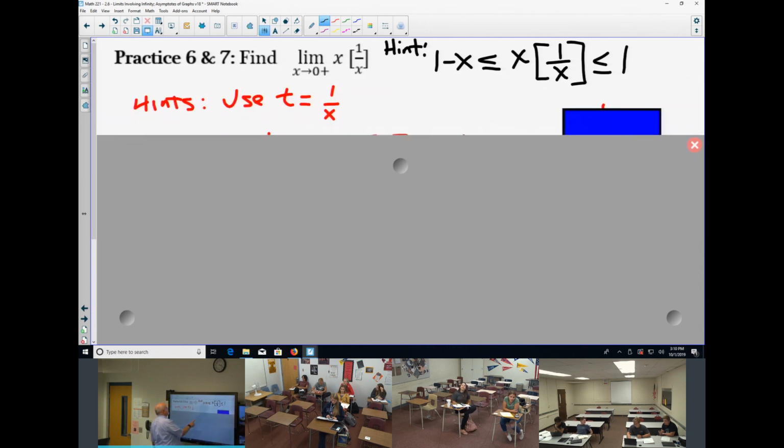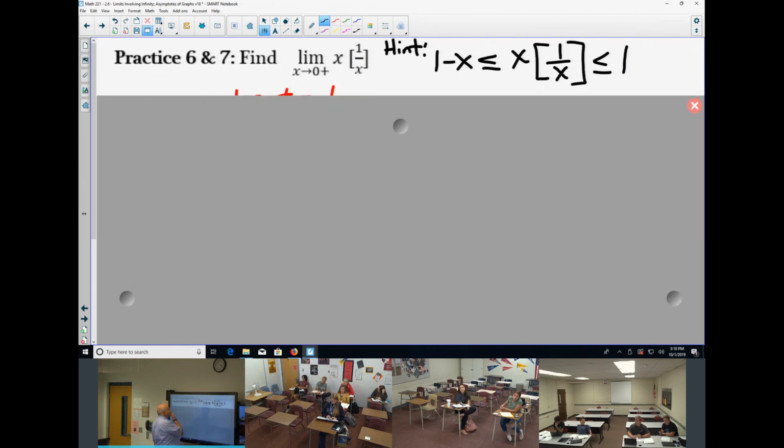Let's see. Actually, I don't think you even need to do the reciprocal. You can just say, what's the limit of this as x approaches 0 from the right? What's the limit of 1 minus x as x approaches 0? Hannah, what would it be? Just that little piece, 1 minus x. 1. And then what's the limit of 1? 1. Because if it's just a constant, there's nothing to plug in.